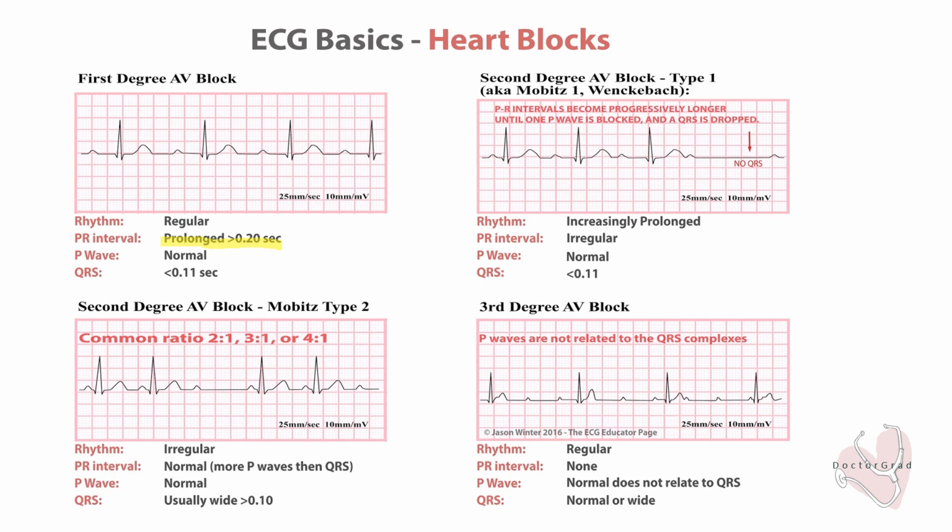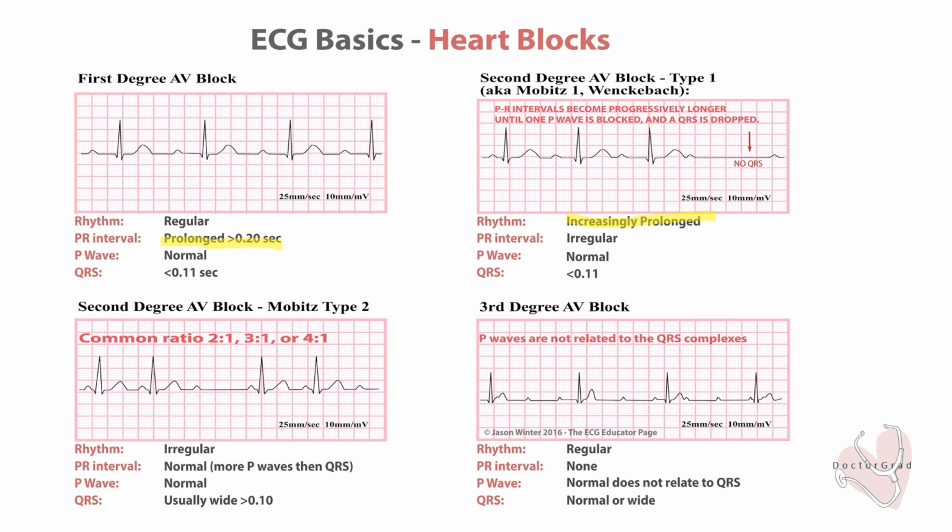What is second degree heart block? That is Mobitz type 1, Wenckebach phenomenon. The PR interval is progressively prolonged until one P wave is completely blocked. See, PR intervals become progressively longer until one P wave is completely blocked and one QRS is dropped. Okay, they both mean the same thing.